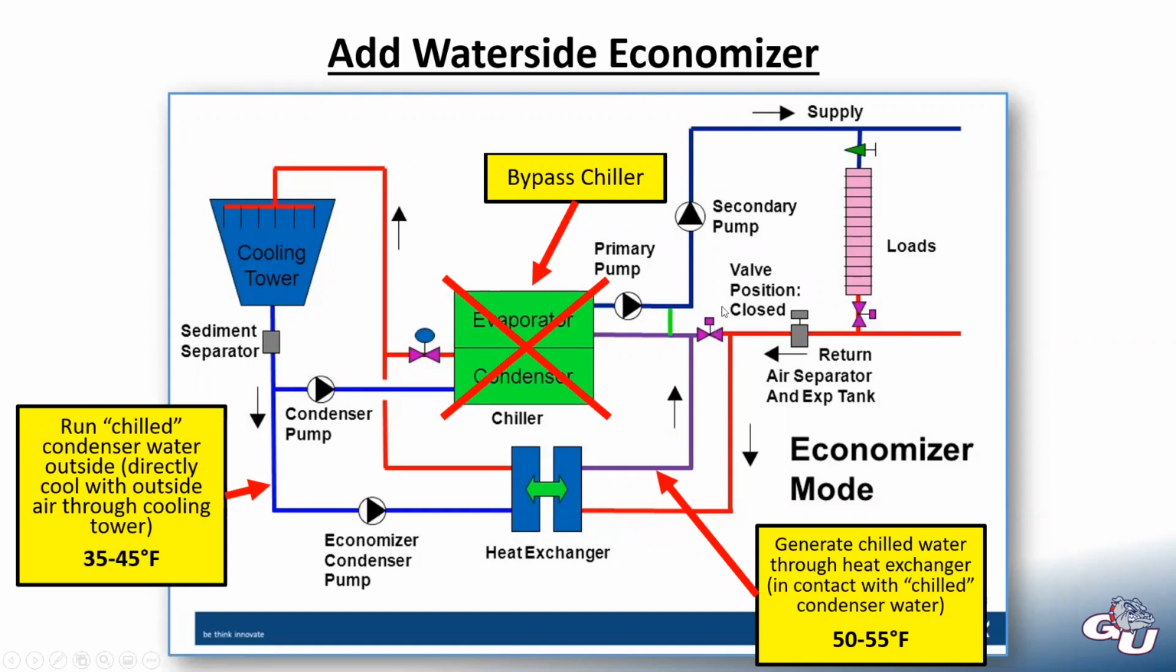So we're going to bypass the chiller on this side and through this heat exchanger. If we have chilled condenser water on this side and warmer chilled water on this side, well, now we can reject heat through that heat exchanger from the chilled water loop to the condenser loop. So we're still running the pumps. We're still running the tower too. The main thing here is that we're bypassing the chiller.